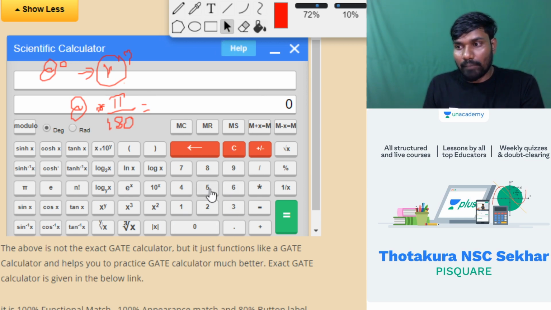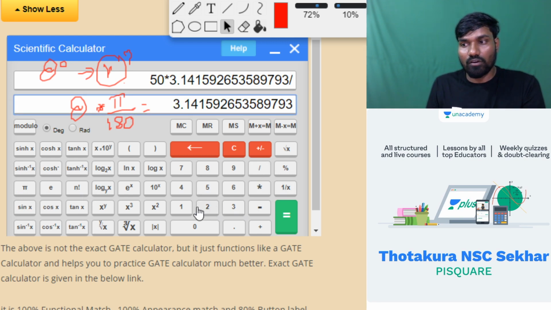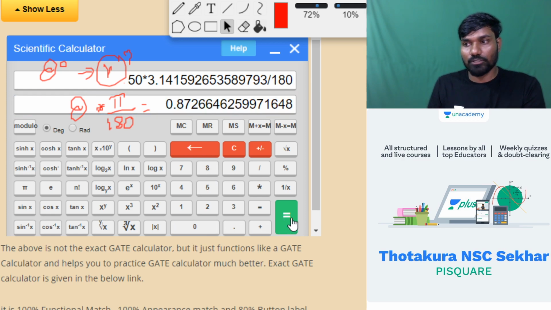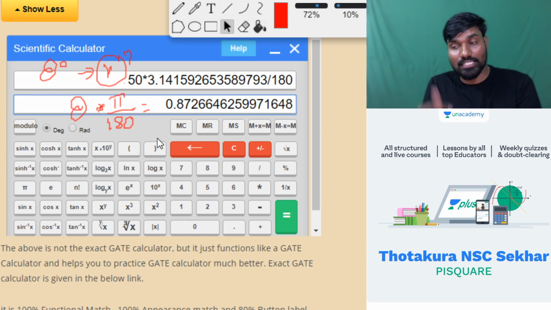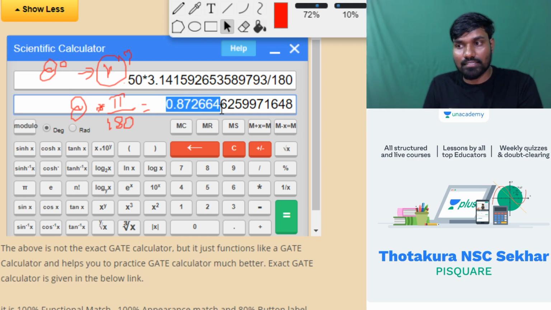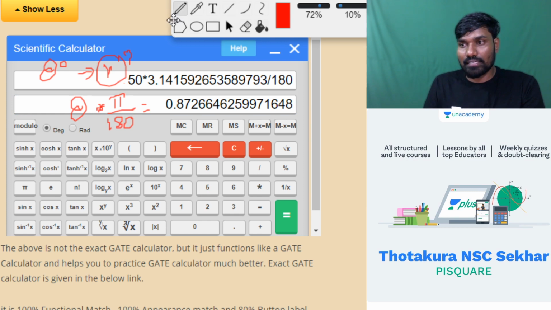So 50 degrees I want to convert into radians. 50 into pi, pi is directly given, you can use that, pi by 180, equal to 0.87266. That is 50 degrees in radians. Okay, take this, 50 degrees in radians is this.